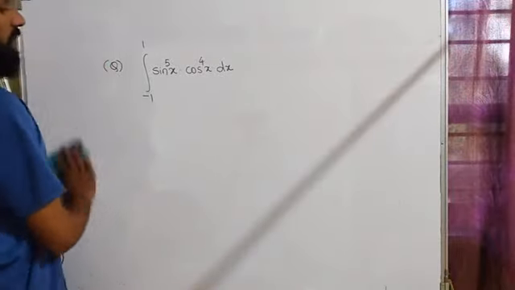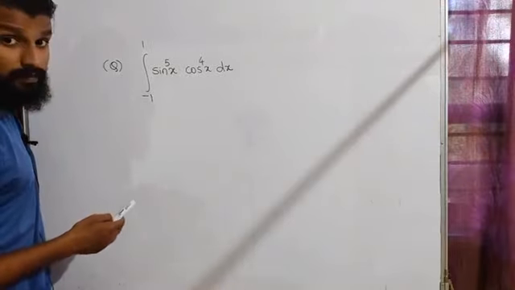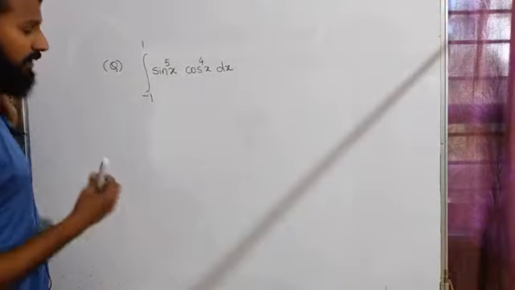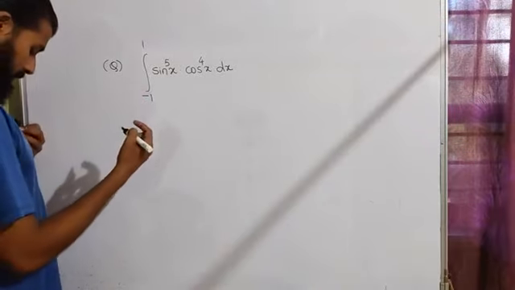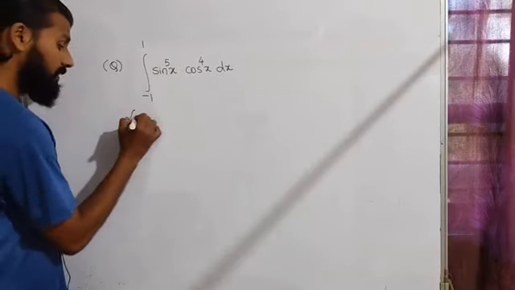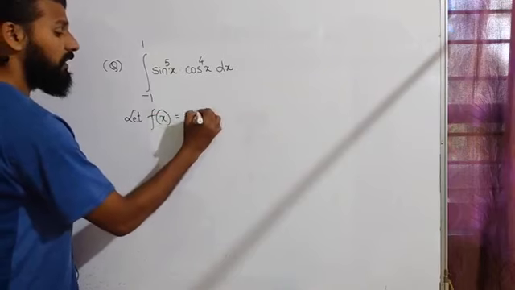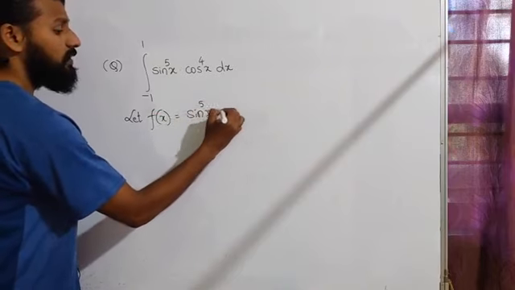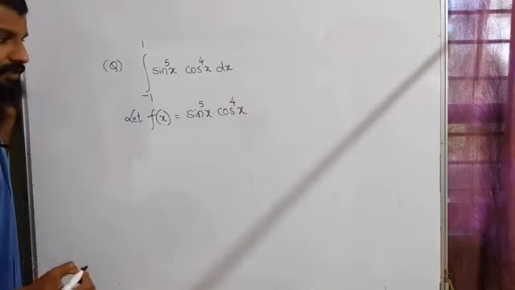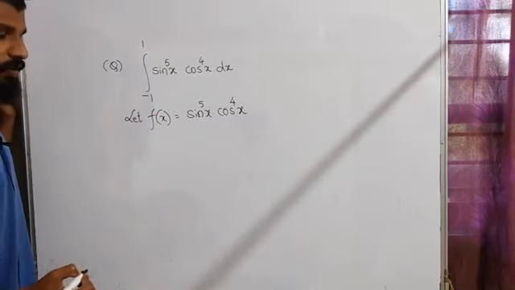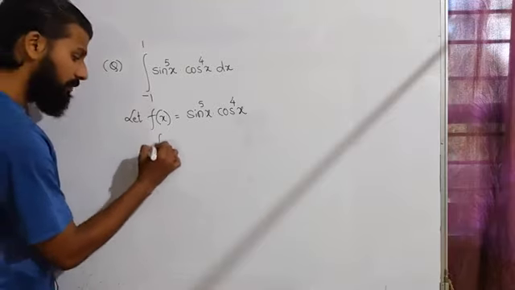As you can see, this is the question where you need to apply the property number 7, that is P7, right? So let me first take f of x. Let f of x be equal to sine raised to 5x into cos raised to 4x. Now let's check whether this function is an even function or an odd function. So how to do that? Replace x with minus x.